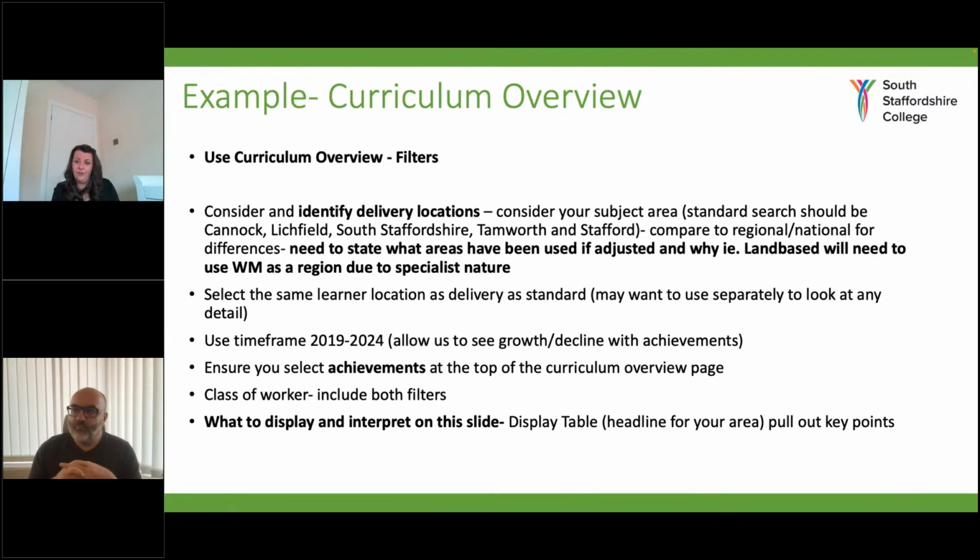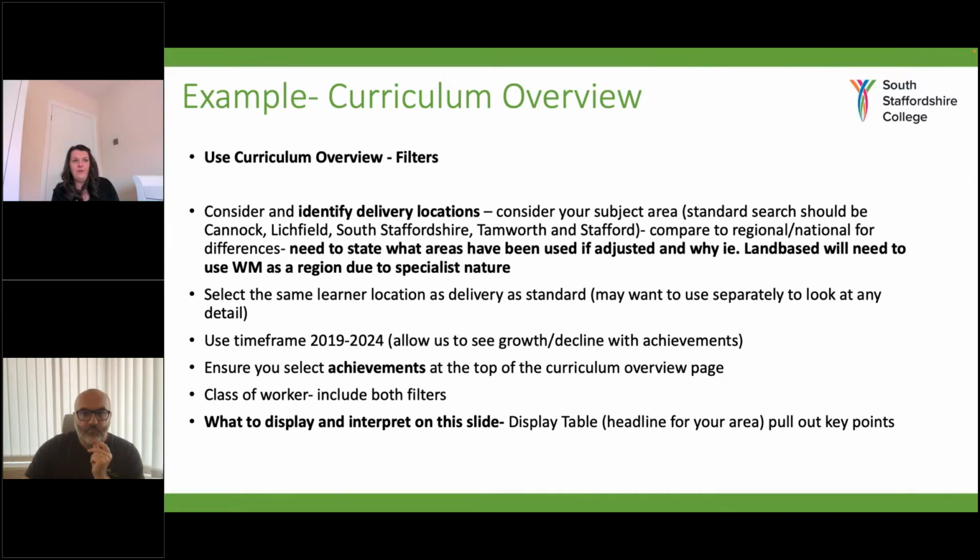A few filters that I choose to apply for our college that we think work well. Firstly, by delivery location, because we think it's important to make sure we're picking the right areas. So as a standard for the college, I select Cannock, Lichfield, Staffordshire, Tamworth and Stafford, because that's our natural catchment area. And by default, that's what I expect curriculum managers to use to reveal the data. There are some areas where they can widen the scope, but they do have to explain why they've widened the scope and where they've widened it to.